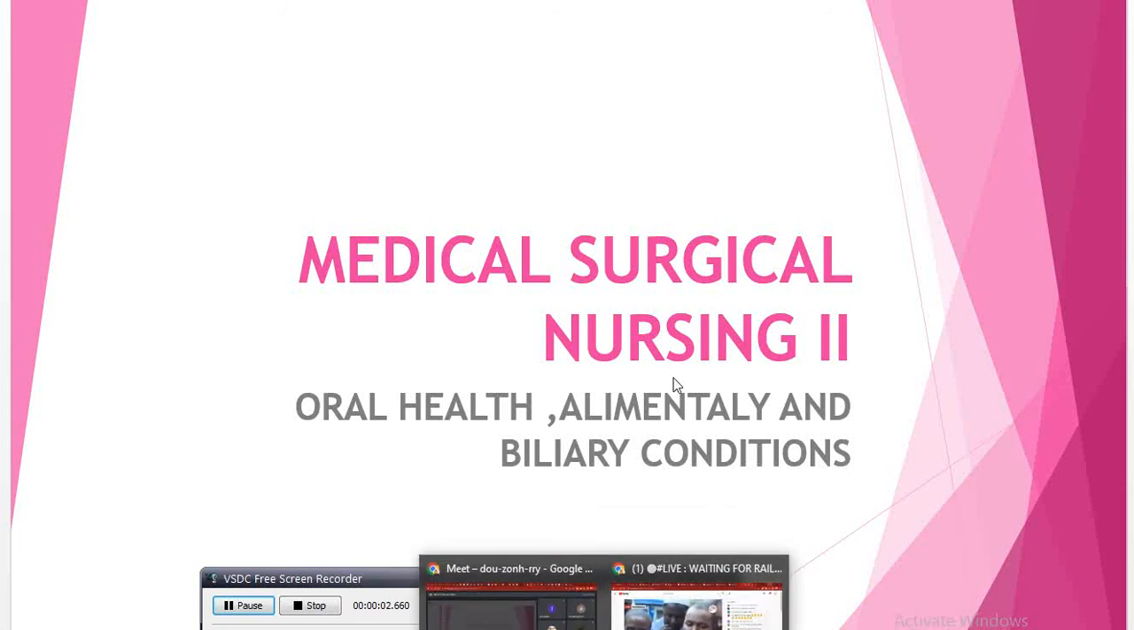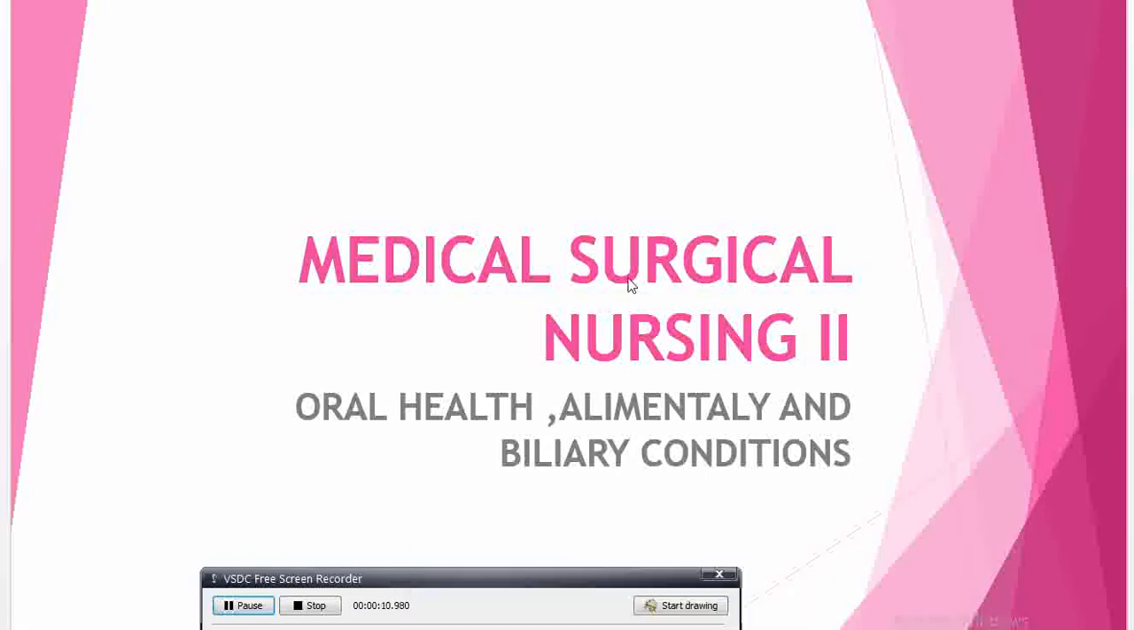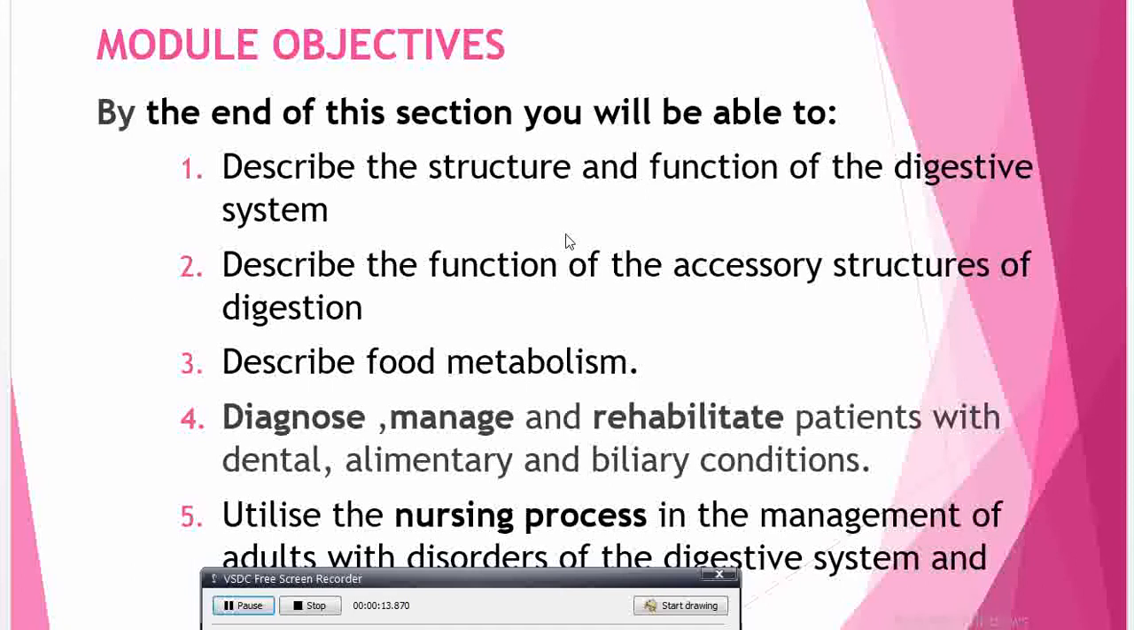Okay, now we are going to start on medical surgical nursing, under oral health, alimentary and biliary conditions. Here we are going to see the following objectives. We are going to ensure that we can describe the structure and function of the digestive system, describe the function of the accessory structures of digestion, and describe food metabolism, that is how the food is broken down with associated enzymes. We will check the diagnostic techniques, or how we can evaluate a condition related to this area, how we can manage, and how we can rehabilitate a patient who has suffered an associated condition, that is under the oral, biliary, and GIT, that is the gastrointestinal tract.